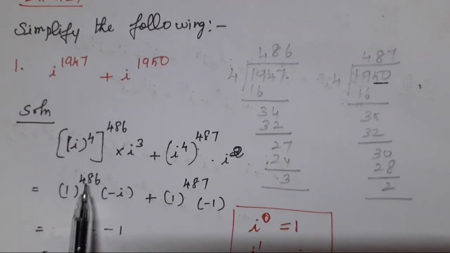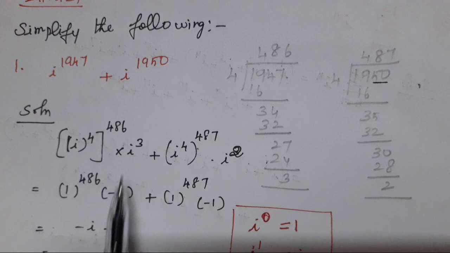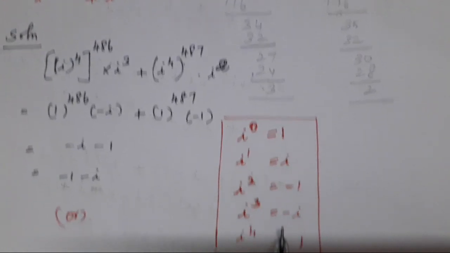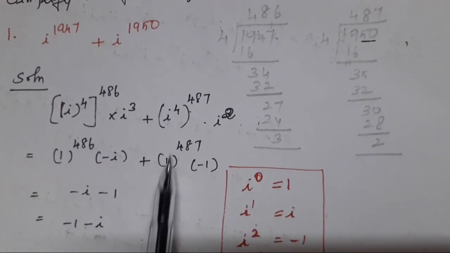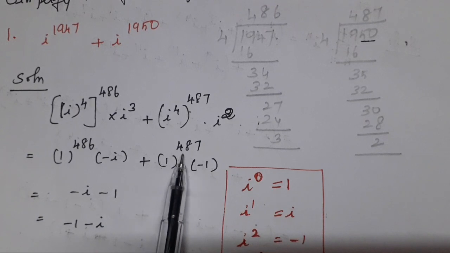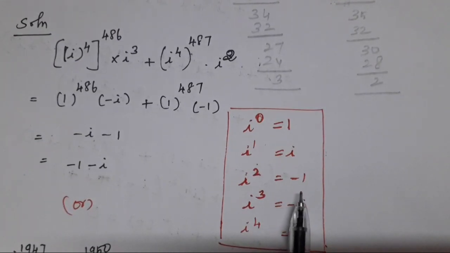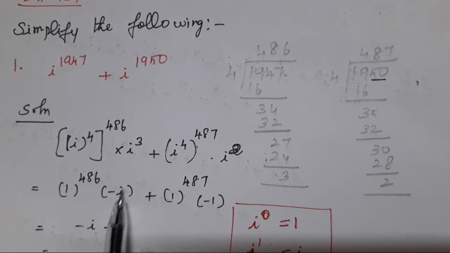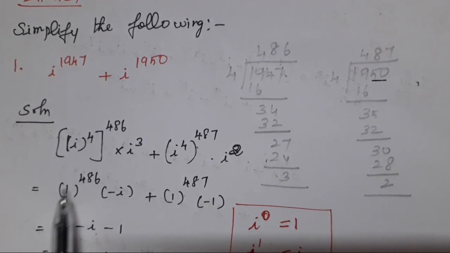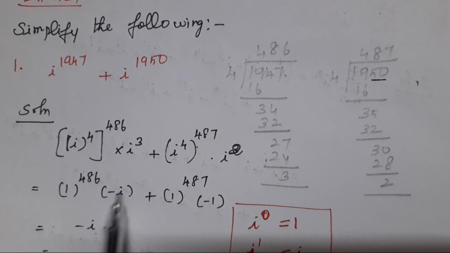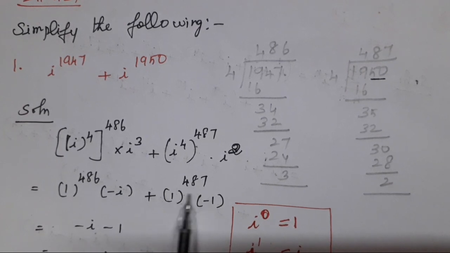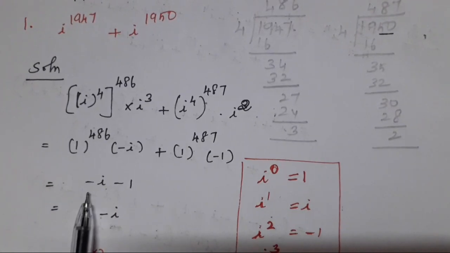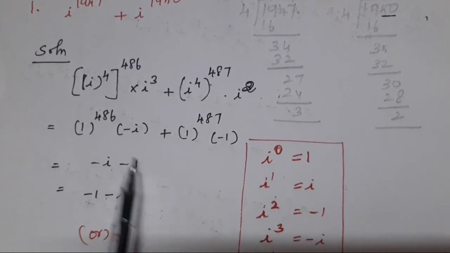1 power 486 into i cube. What is the value of i cube? i cube is minus i. Plus i power 4 again 1, so 1 power 487. What is our i square value? i square is minus 1. So 1 power any number is 1 only. So 1 into minus i is minus i. Similarly, 1 power 487 is also 1. So 1 into minus 1 is minus 1. So minus i minus 1. Rewrite it in the standard form.